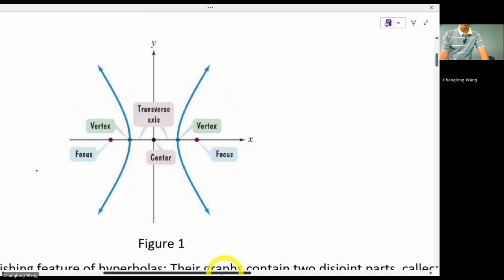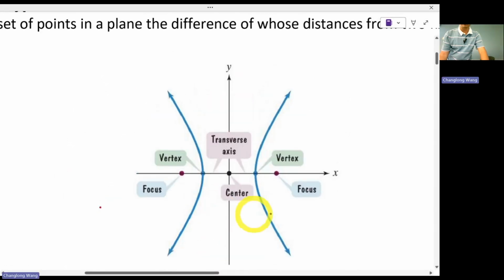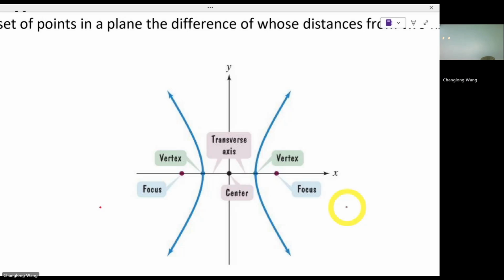And we do have some terms that are quite similar to the ellipse. So we do have a center of the graph, right? And we have two foci, and the two vertices. But you see a big difference: in an ellipse, the foci are closer to the center compared to the vertices, right? Vertices are a little bit farther away from the center. But now this is exactly opposite. Vertices are closer, foci are on the outside.